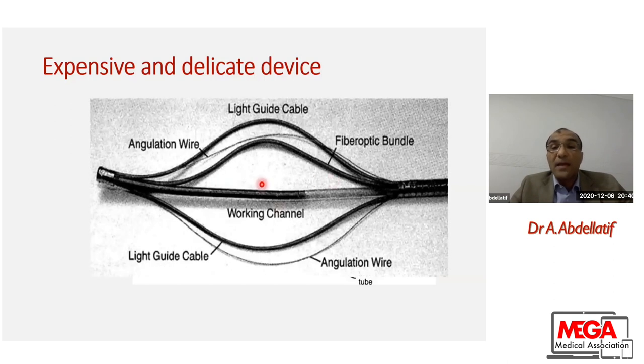When we look from the inside of the shaft, we can see the light cable here and another light cable here. This is the working channel. It can be used for suction in this direction or injection of lidocaine. And there are two angulation wires connected to the handle, to the angulation lever.